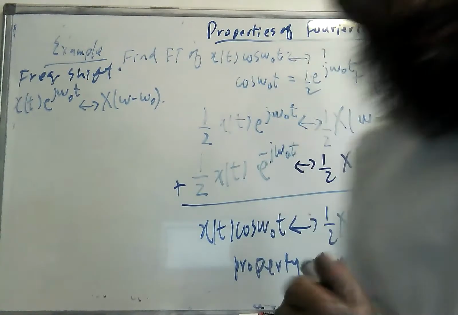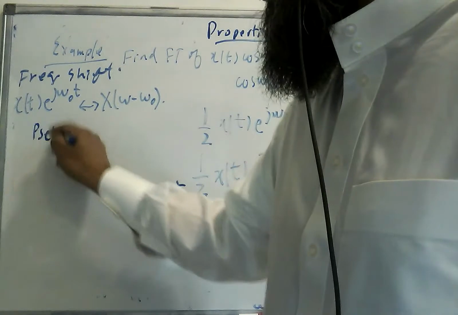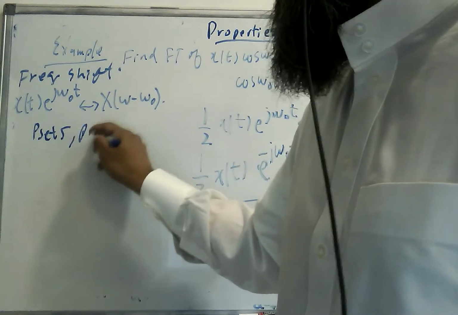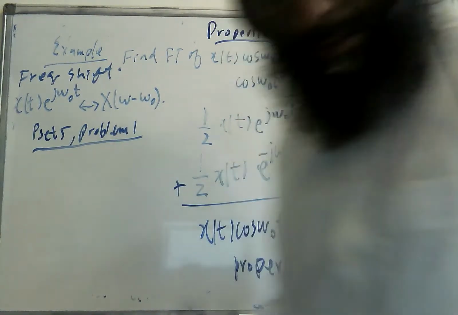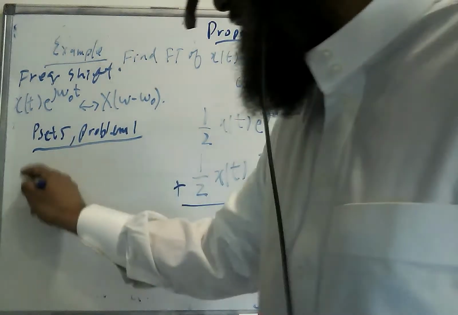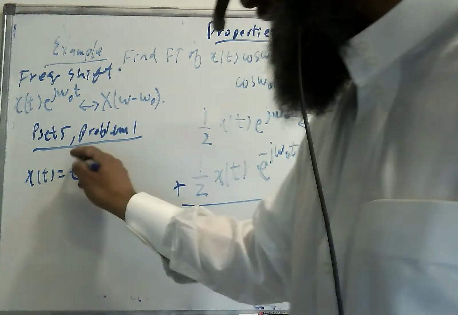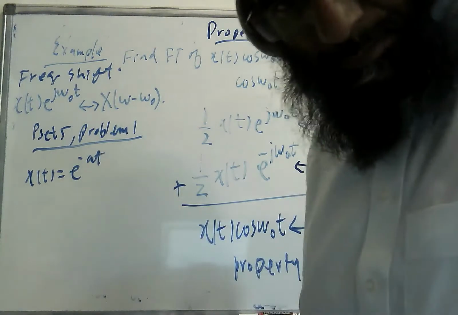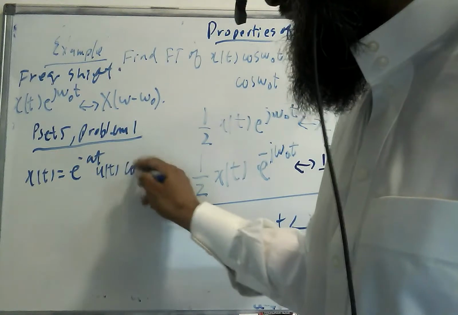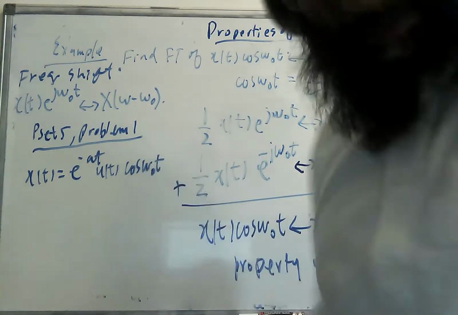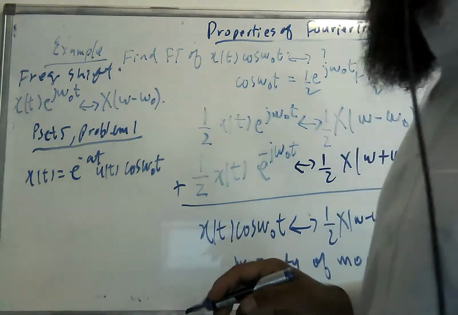So the problem says that this is problem set 5, problem 1. I need to find the Fourier transform of x of t equal to e raised to the power minus at u of t cosine omega naught t. All right. So this is the question.